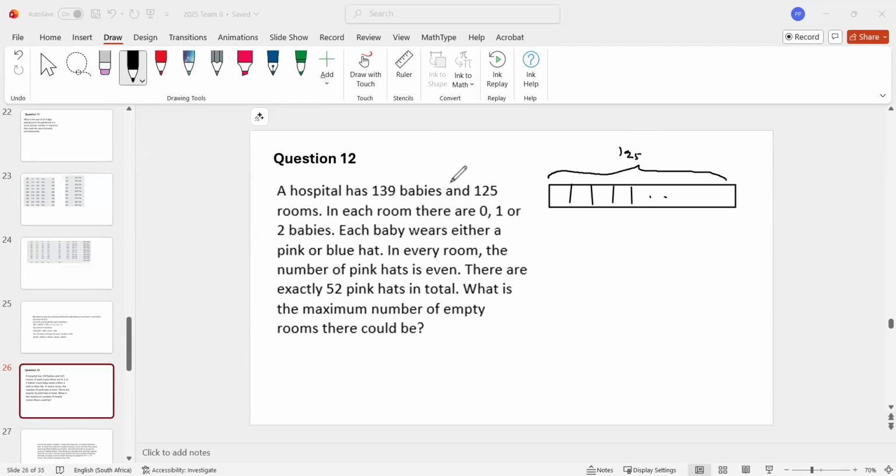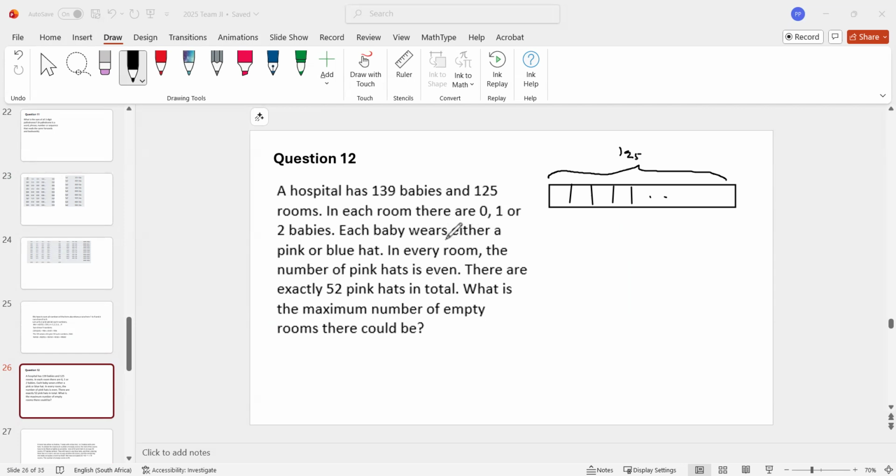And now these babies are going to be put into these rooms. But in each room, there are 0, 1, or 2 babies. So you could have no babies in some of the rooms, or you could have 1. You could have 2, right? But you can't put more than 2.